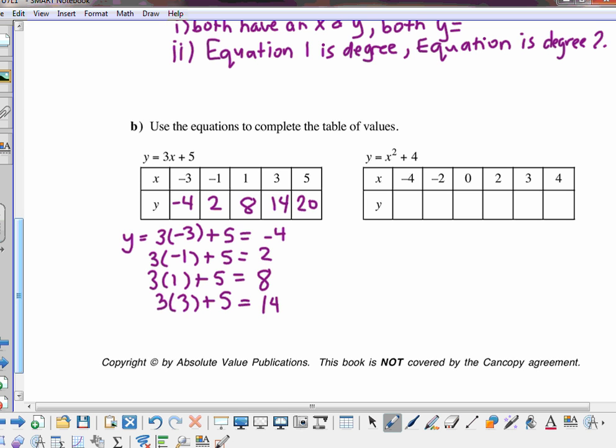Okay, so same idea for a quadratic function, right? They give us some inputs, some x's, and we're going to find the output, the y. So for this first guy, negative 4 squared plus 4. What happens when we square a negative? It becomes positive. Negative 4 times negative 4, positive 16 plus 4, or 20.